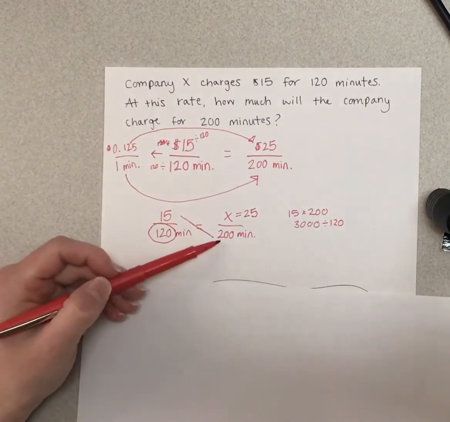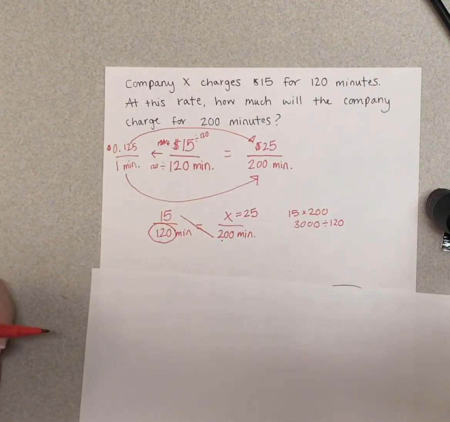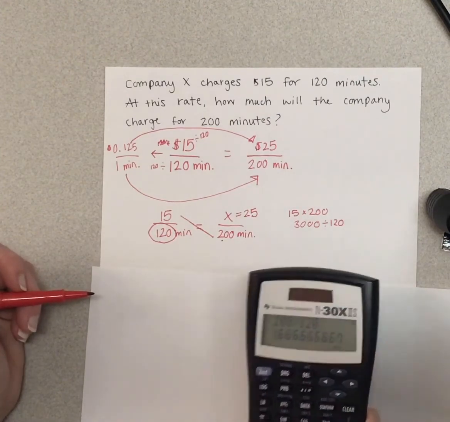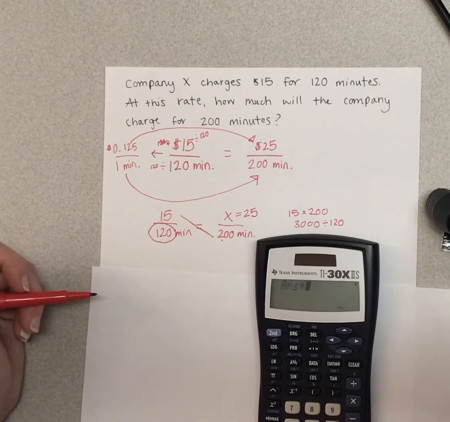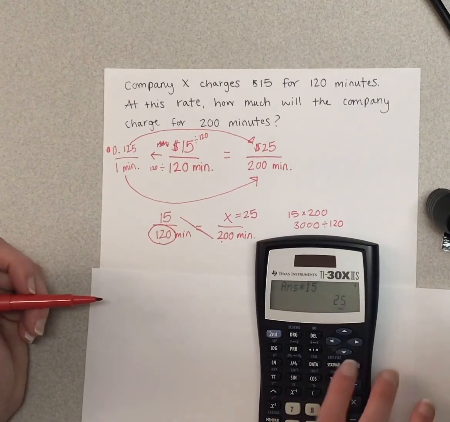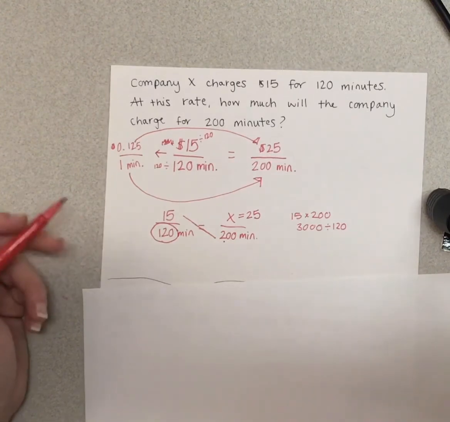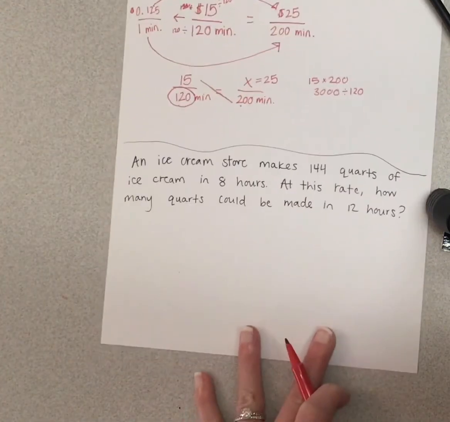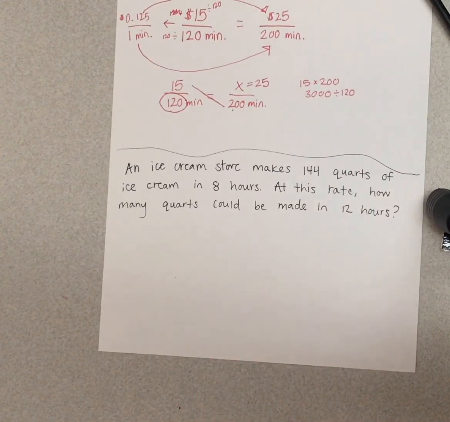Like I said, you could also look at the connection from 120 to 200 by dividing 200 and 120. And it's not a very good decimal. So then we would just take that and times it by 15, and that would also get us 25. So lots of different strategies for those rate problems. Why don't you try this one on your own? Pause the video and press play when you're ready to see the answer.